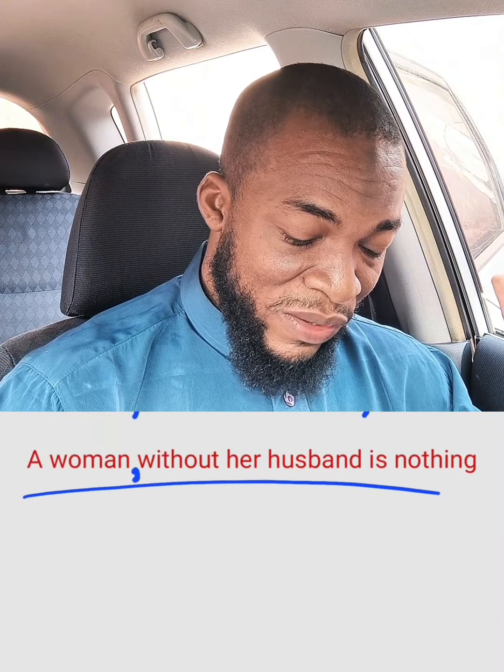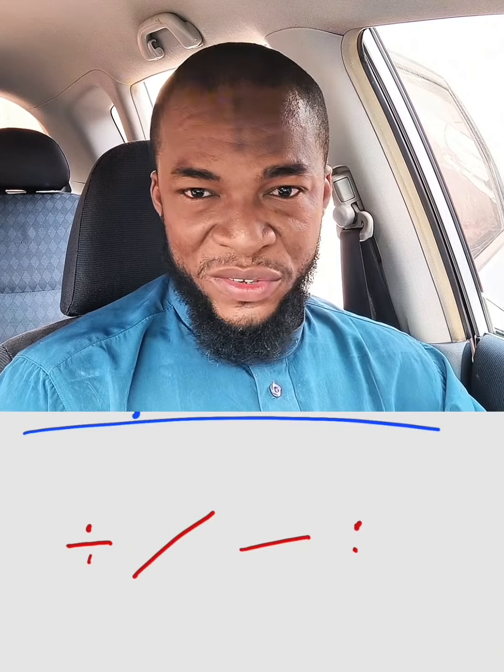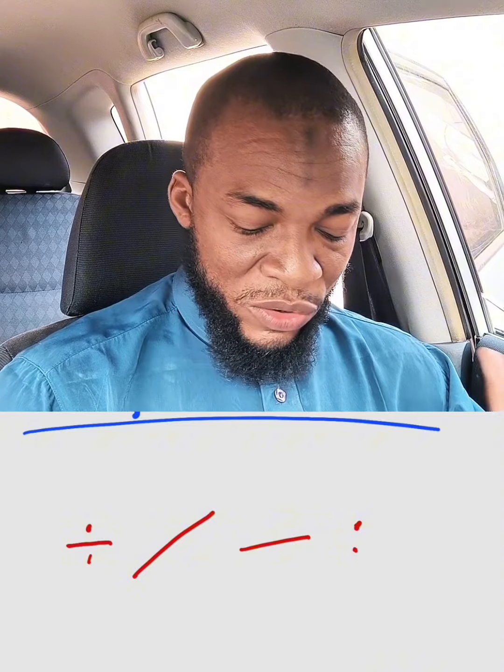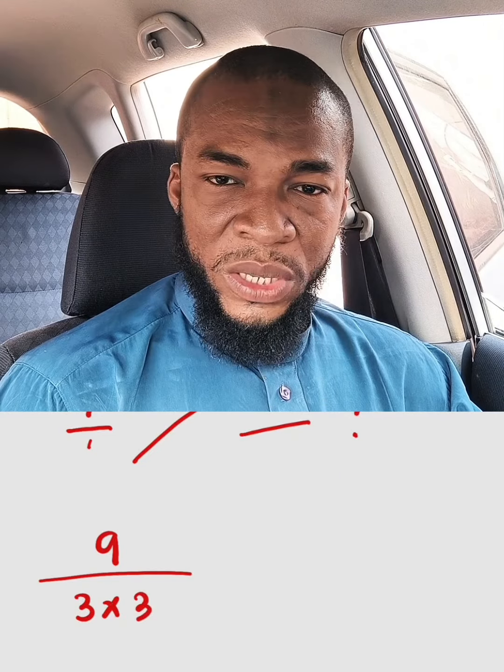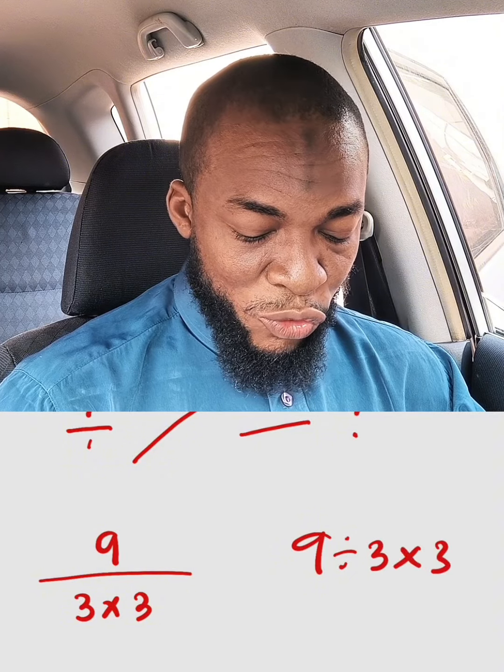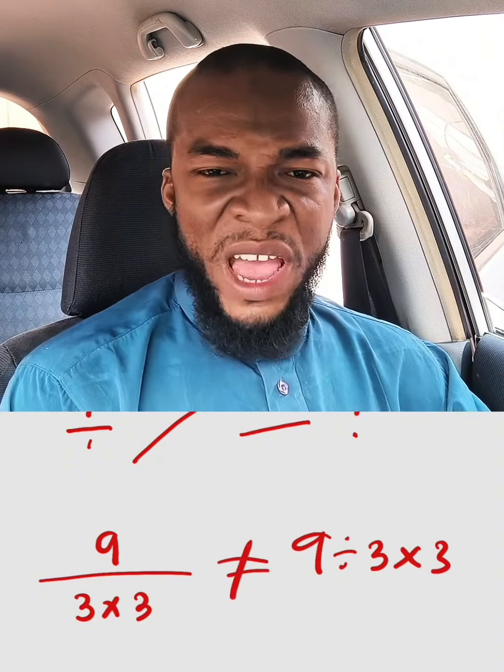So let me give you 2 instances. You know, in mathematics, we can use this as a division sign. We can use this, or even this colon. They are all division signs. It depends on how you want to use them. So if I have 9 divided by the whole of 3 multiplied by 3, and another one, 9 divided by 3 multiplied by 3, you should know that this is not equal to this. They are not the same.